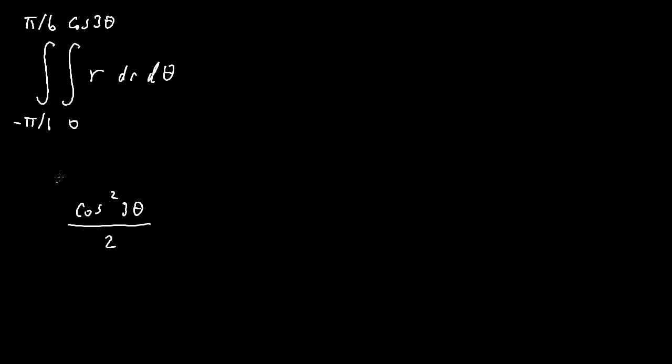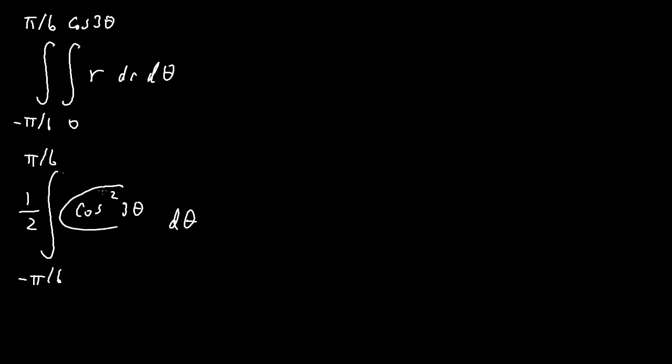So now we can go ahead and integrate this from negative pi over 6 to positive pi over 6 with respect to theta. Now with this, I can also put 1/2 outside of the integral since it's a constant. We have 1/2 times the integral of cosine squared of 3 theta.